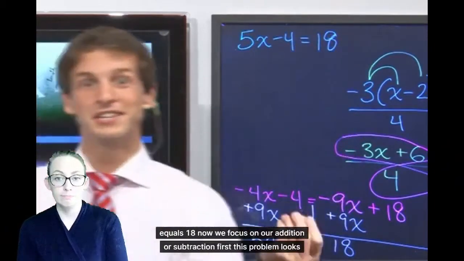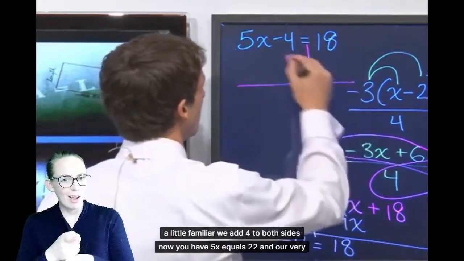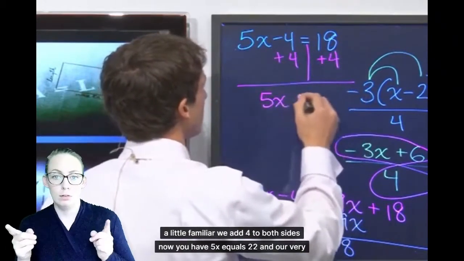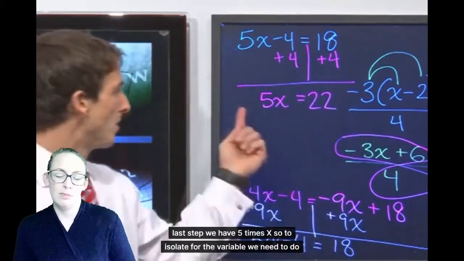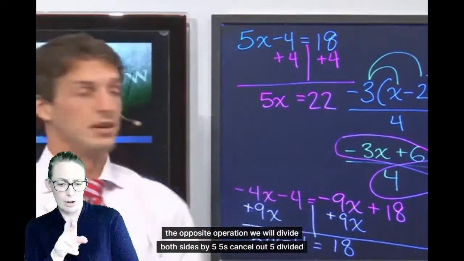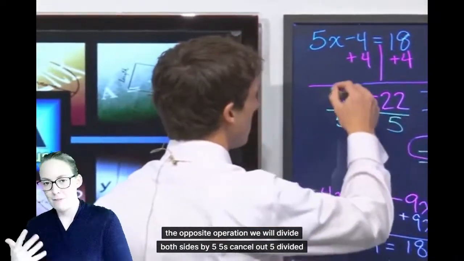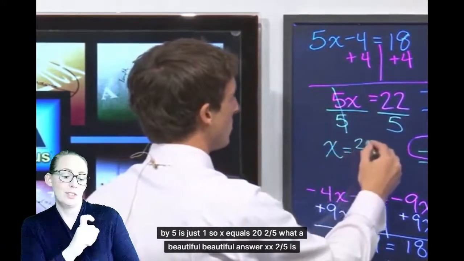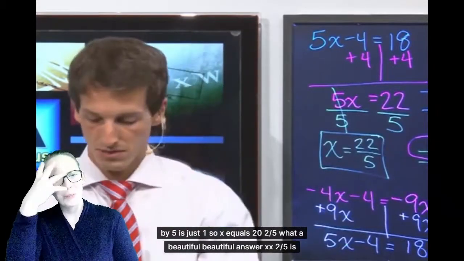Now we focus on our addition or subtraction first. This problem looks a little familiar. We add 4 to both sides. Now you have 5x equals 22. In our very last step, we have 5 times x. So to isolate for the variable, we need to do the opposite operation. We will divide both sides by 5. 5's cancel out. 5 divided by 5 is just 1. So x equals 22 fifths. What a beautiful, beautiful answer 22 fifths is, right?